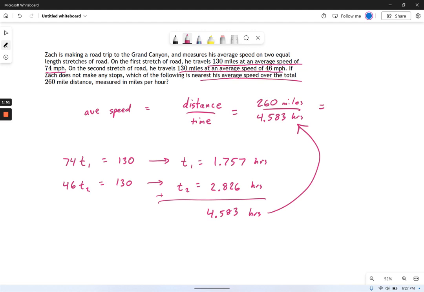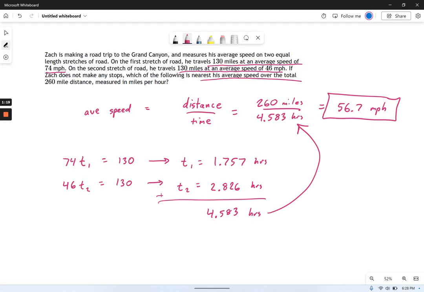This is going to be 260 divided by 4.583. And I get 56.7 miles per hour. Okay, that's our average speed over the trip. That's the way we have to approach this. And you'll see that's different than just adding up 46 and 74, right? If I added up 46, I'm just curious, 46 plus 74, divide that by 2, my average speed would have been 60 miles per hour. So that's a little different.